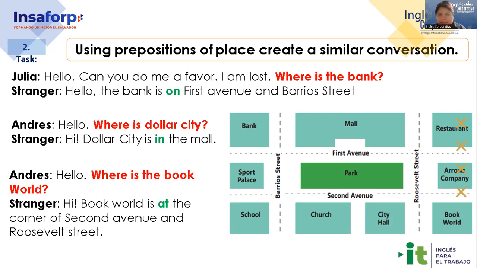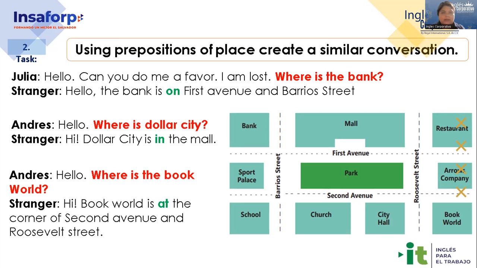Okay, so now what we're going to do is the following. I'm going to repeat that in a moment. And later you're going to start working, creating some short dialogues with a classmate, but you have to modify the names. So you can say, well, excuse me, where is the bank? Can you do me a favor? I am lost. Where is the restaurant? Where is the city hall? Where is the church? Where is the school?